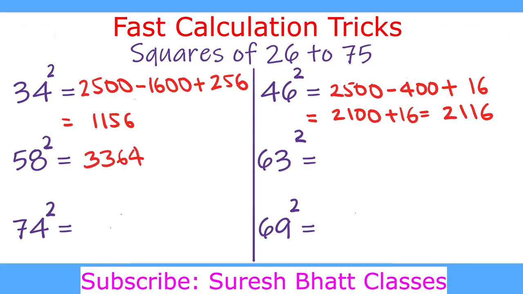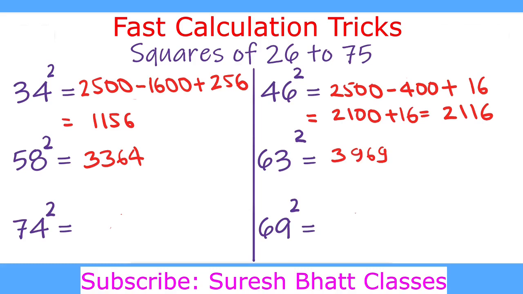63 square. The difference between 50 and 63 is 13. So the square of 63 is 2500 plus 1300 plus the square of 13, which is 169. So 2500 plus 1300 plus 169 is equal to 3969.